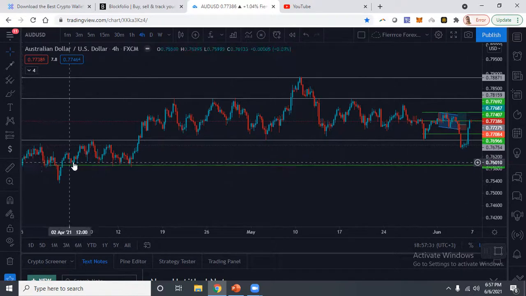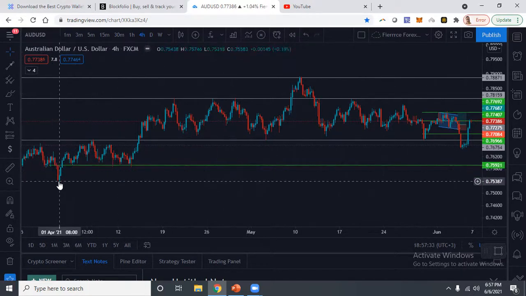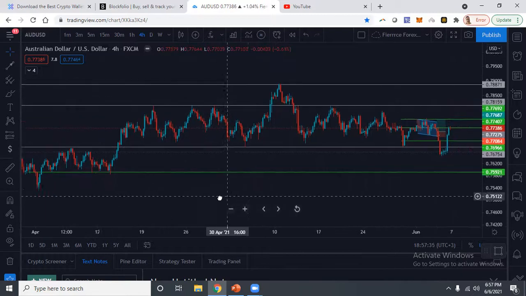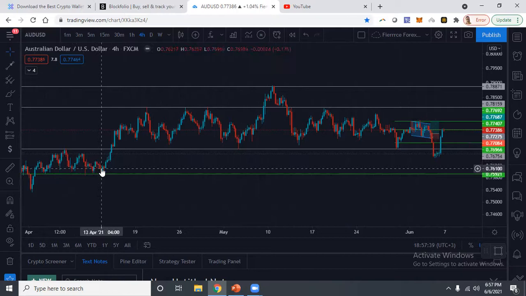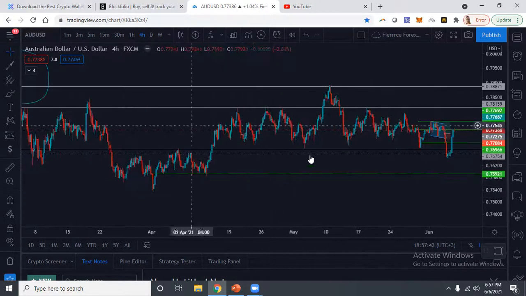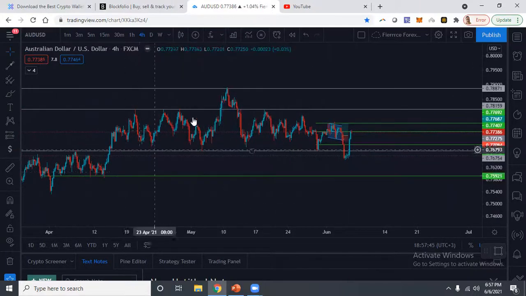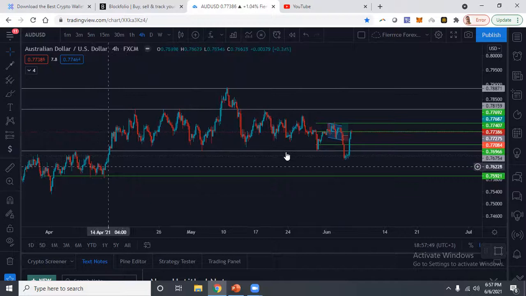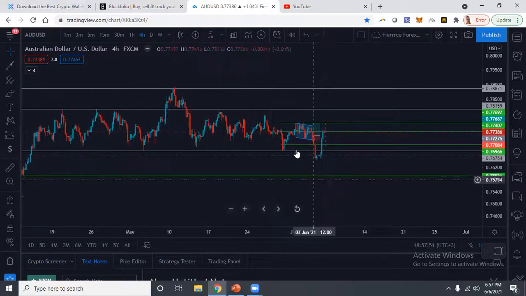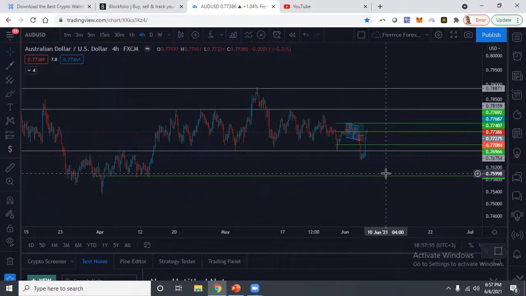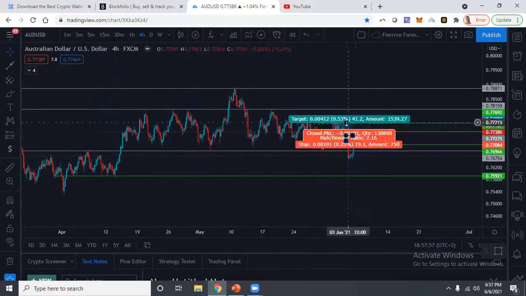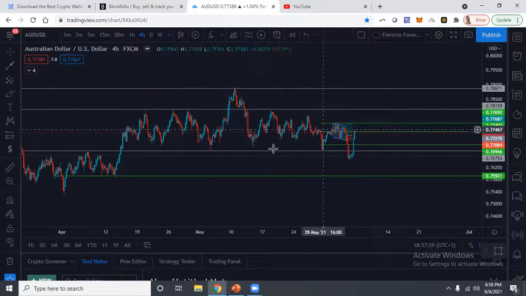Basically, this is the 1st of April. We broke out here. Around April is when we began to push up within this range. And then we retested a previous level, and we broke structure here to the downside. Please note that we broke structure here to the downside.